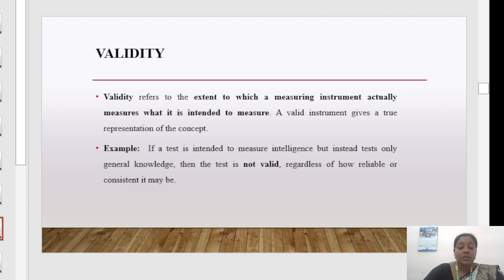A valid instrument accurately captures the concept under investigation and avoids measuring unrelated factors. Practicality relates to the feasibility and convenience of using the measurement instrument. It includes considerations such as cost, ease of administration, interpretability, and time required for data collection. Together, reliability, validity, and practicality ensure that the research findings are trustworthy and meaningful.